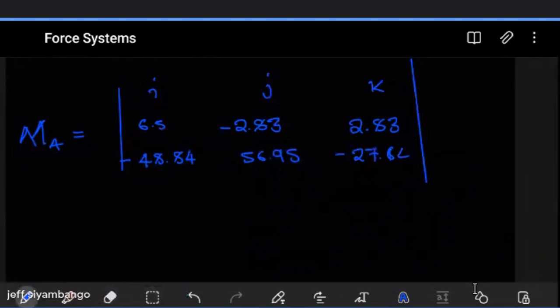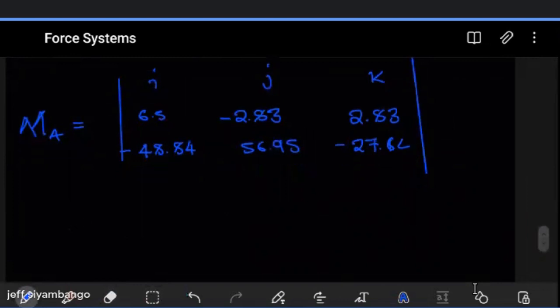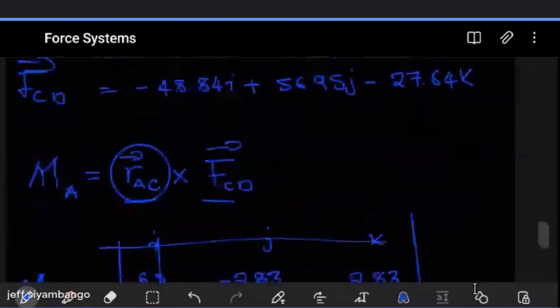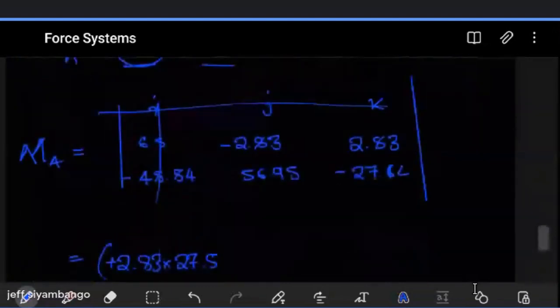We can then evaluate our cross product, or our determinant. So our determinant, we know how it goes. Blind out the I, and what you're going to get is minus 2.83 multiplying the minus, and minus and minus will give us a positive. So I might as well just say positive here: positive 27.64.